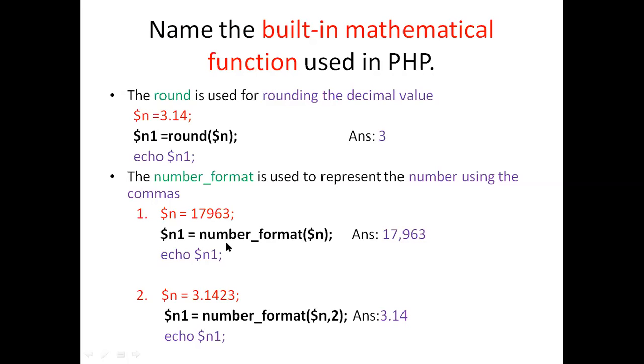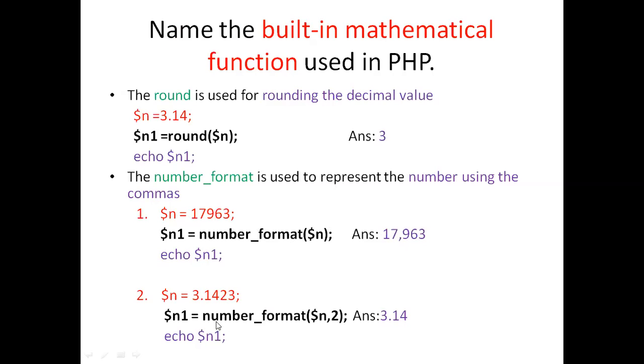See, when you write number format and then this value n, they are going to change it to like this: 17, comma, 963. So if you have another 3 or 4 numbers, they will write another comma. Okay, so this is how you are going to write the number format.